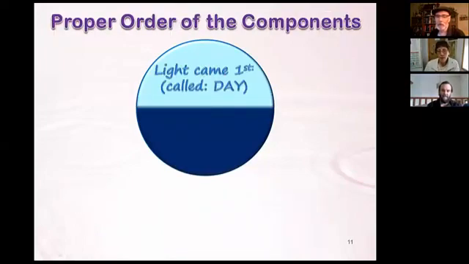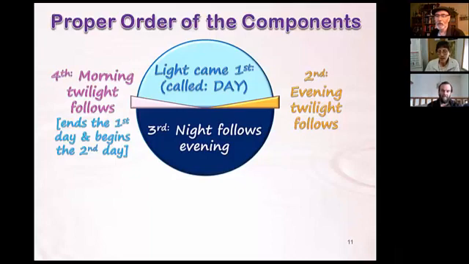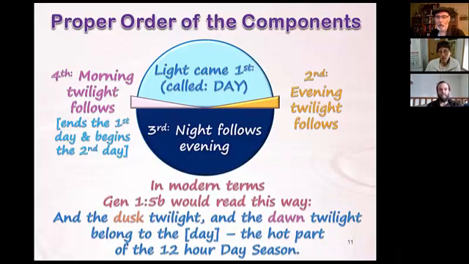Light came first. It is called day. Then you have your evening twilight following, and your night follows your evening. And then after your evening, you have your morning twilight, which, as I said, ends the first day and begins the second day. So in modern terms, Genesis 1:5, the last part of it, would read this way. This is the way I would like to read it: and the dusk twilight and the dawn twilight belong to the day, the hot part of the 12-hour day season. That's the way I like to see it read according to the definitions of the Hebrew.